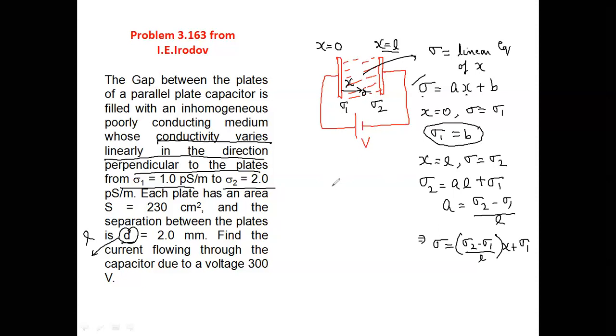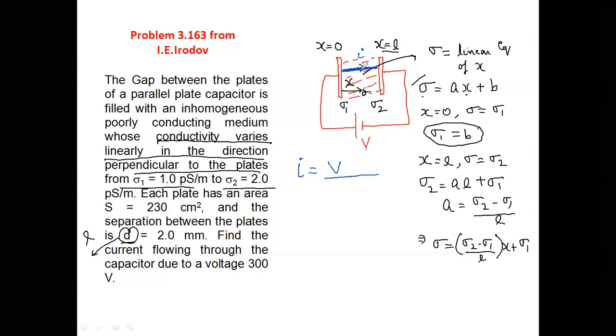Now we have to find the current flowing through the capacitor. We can find it by the basic fundamental formula: the current flowing in this space will be the potential difference in this space, which is obviously capital V, over the resistance of this space. Now the resistance of this space will be obtained by the method of integration, because the conductivity is non-uniform, it varies with the distance.